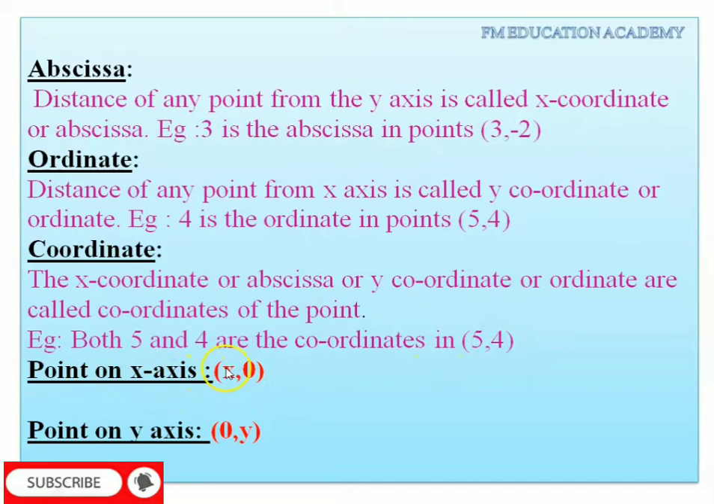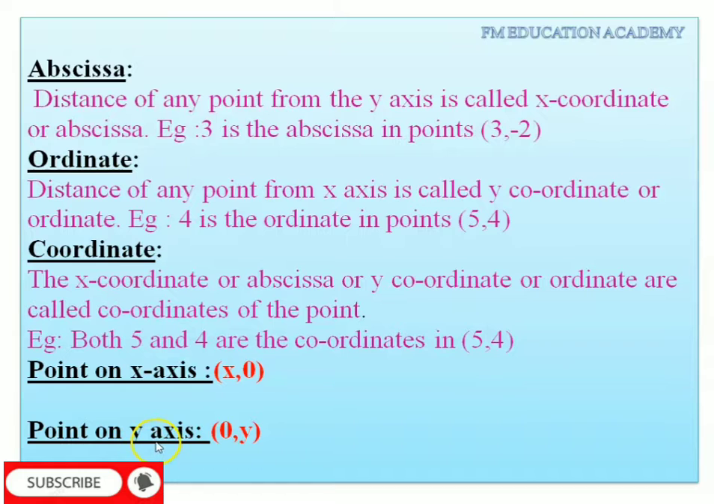Now what is a point on the x-axis? Always remember, if you want to plot a point on the x-axis, the point lies exactly on the x-axis. It is not lying in the middle of the graph. When the point lies exactly on the x-axis, the x-coordinate is x only, but as it is not lying on the y-axis, the y-coordinate is 0. So the point on the x-axis is (x, 0).